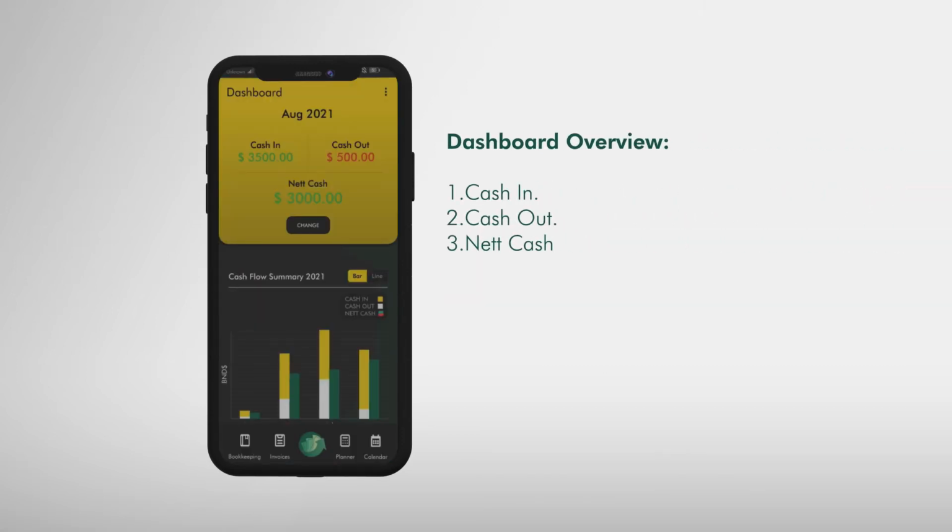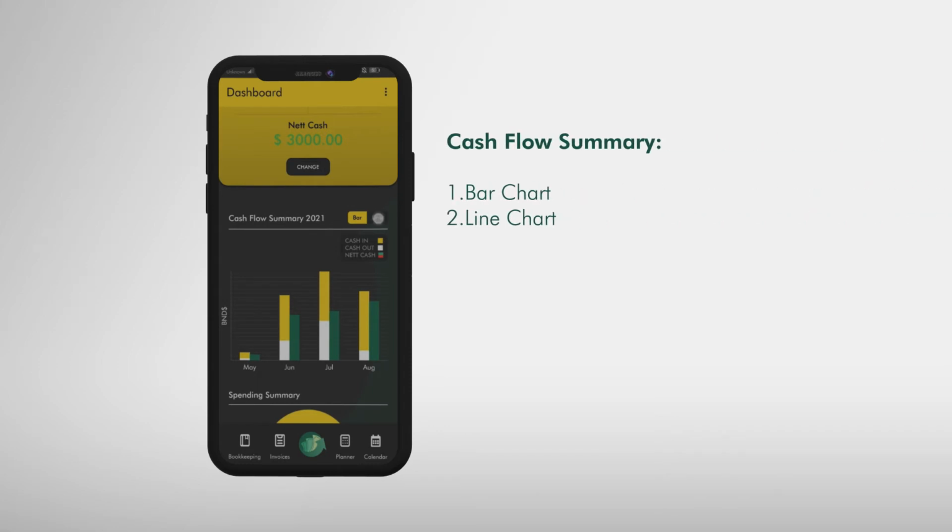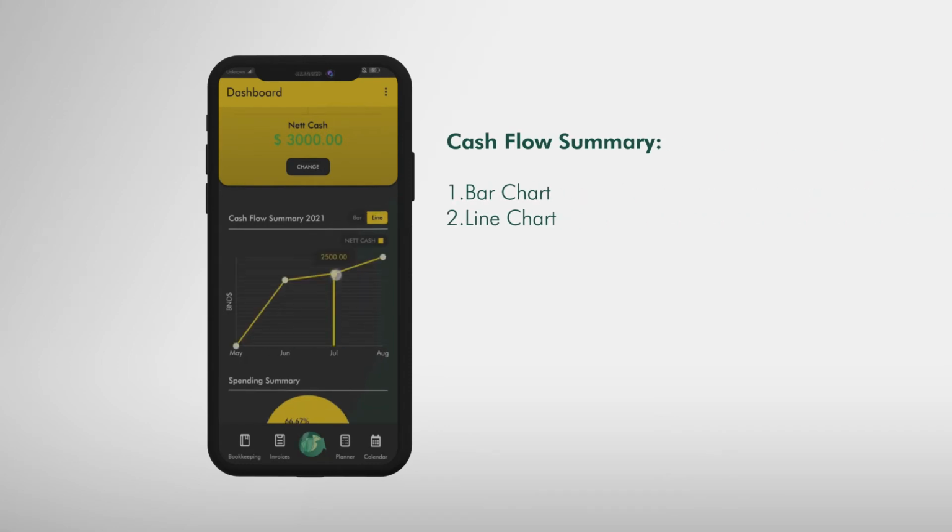On the dashboard overview, users will be able to see the selected month, cash in, cash out and net cash evaluation. The cash flow summary is represented into two charts which can be in a form bar chart and line chart, and is divided into 4 months.